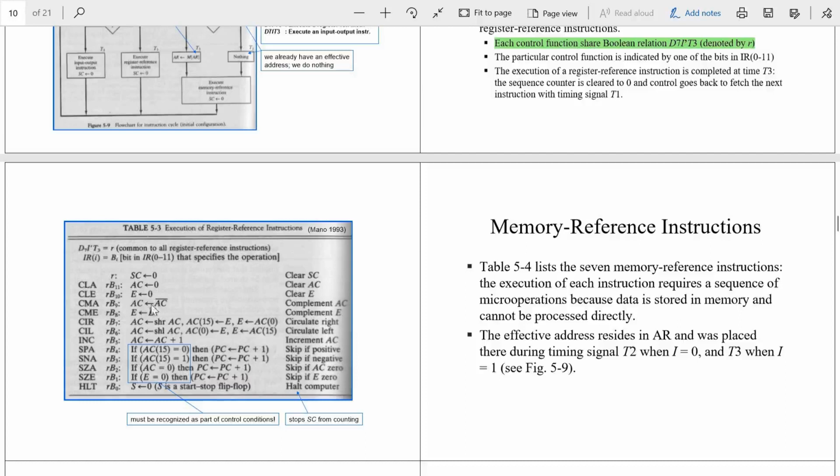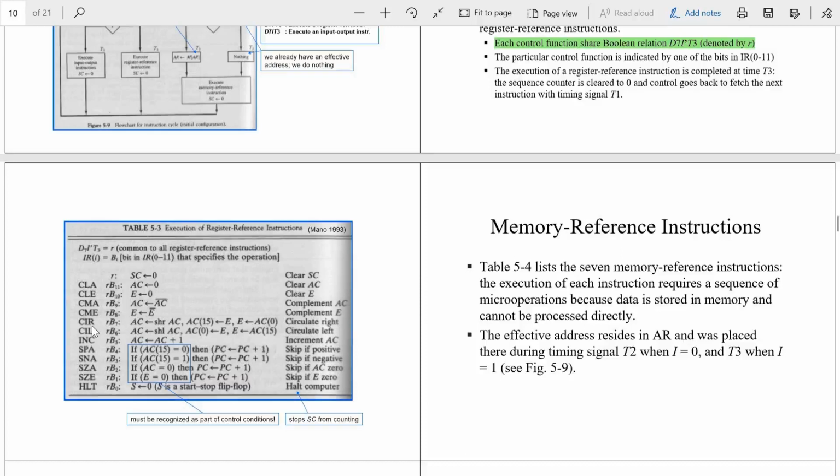Complement accumulator: whatever value is inside the accumulator register, every bit is complemented. 0 goes to 1 and 1 goes to 0, and the complemented binary information is transferred to the accumulator register. Complement E bit: only a single binary bit, the carry bit. It goes from 0 to 1 or 1 to 0, and the complemented bit is stored back in the E bit register.